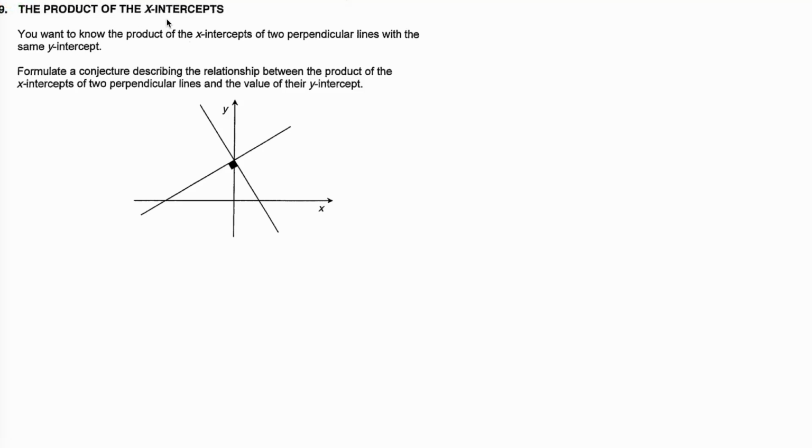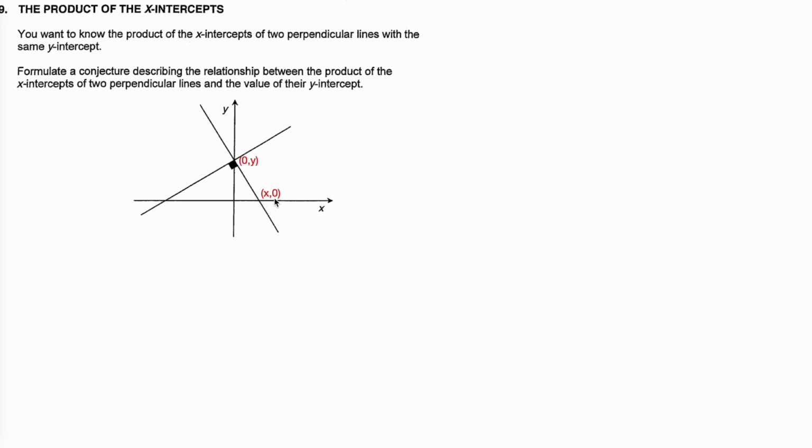The product of the x-intercepts. You want to know the product of the x-intercepts of two perpendicular lines with the same y-intercept. Formulate a conjecture describing the relationship between the product of the x-intercepts of two perpendicular lines and the value of their y-intercept. I'm going to call this point 0, and I'm going to use y for the y-intercept, and I'm going to use x for the x-intercept.